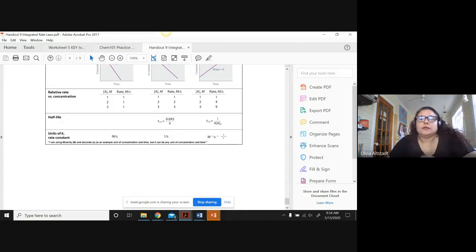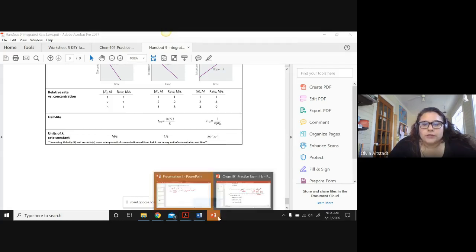And then the same thing here. For second order reactions, you always will have something like inverse concentration times inverse time, or per concentration per time. And this concentration can be different units of concentration. This time can be different units of time, just like here, here, and here. And I made that clarification here. I'm using molarity and seconds as an example, but it can be any unit of concentration or time.